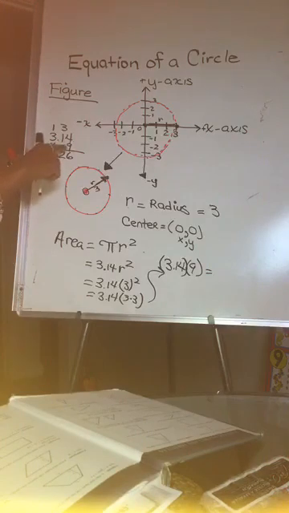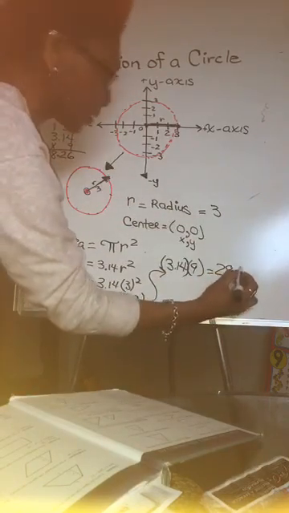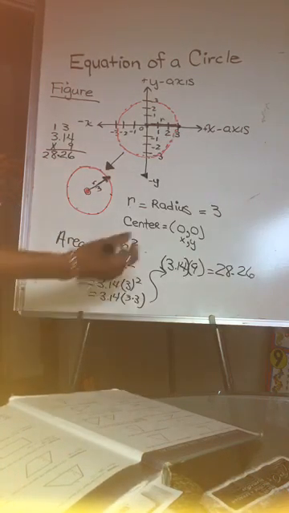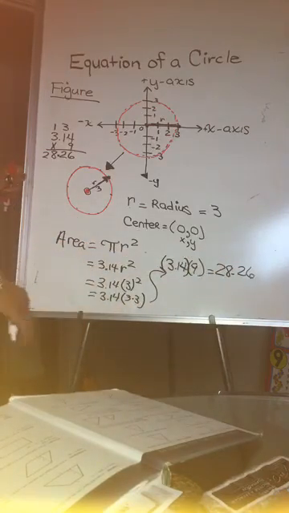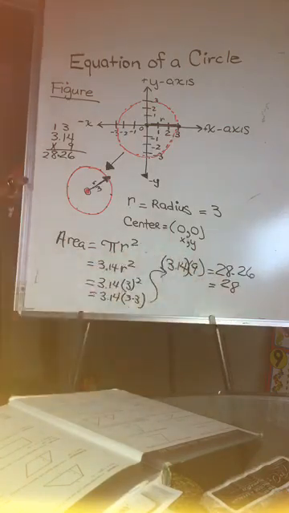Now let me go back. 9 times 1 is 9 plus 3 is 12. So that would be 28.26. Okay, we don't know if that's inches or meters. They would have to give us the units. Since they didn't give us a unit in this example, I'm just going to say that your area is 28.26, and if you want to round it off, it'll just be 28 if you want to round it to a whole number.